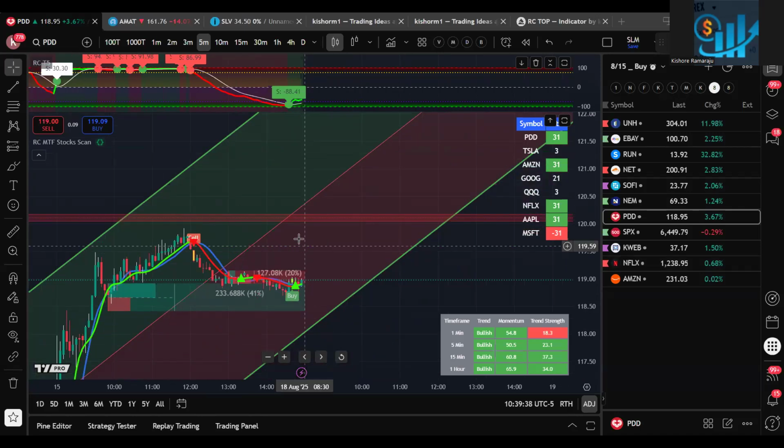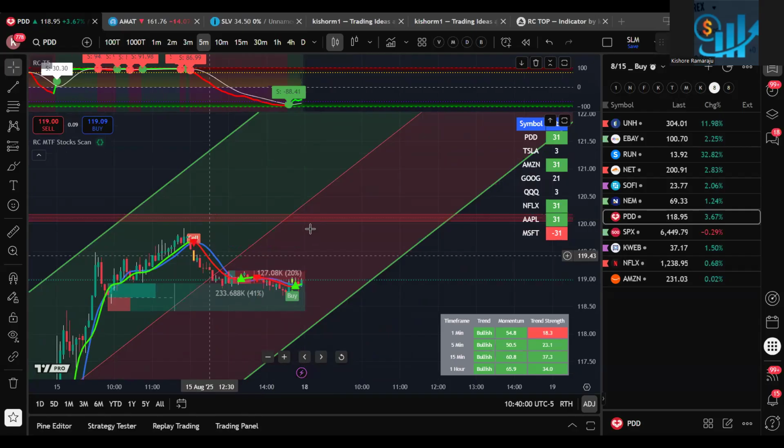Let us say you want to buy 10 stocks. That means you are investing 119 into 10, so $1,190, and then maybe after 1 hour or something, it may go to 120. That means you are making a profit of $10. So your investment is huge. Your return on investment will be less.